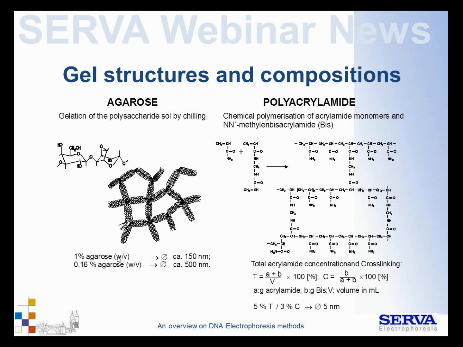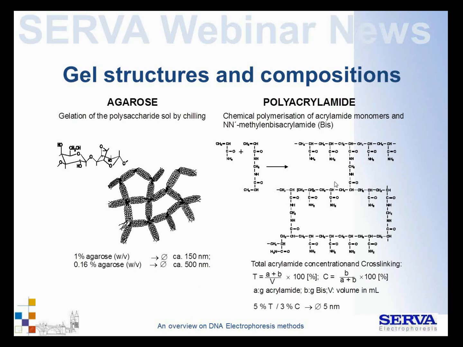So you see a 1% agarose gel will produce about 150 nanometer pore sizes, and some people worked even with very diluted agarose gels, which are of course mechanically not very stable, but they were able to separate entire virus particles with a 500 nanometer open gel.